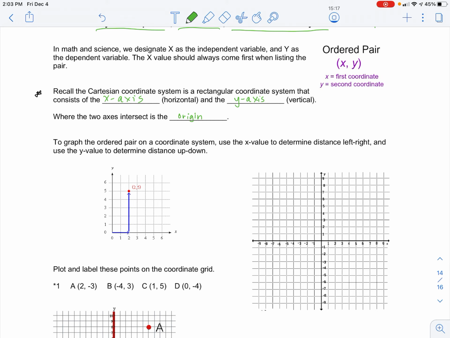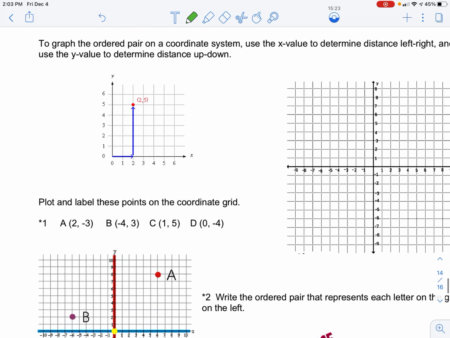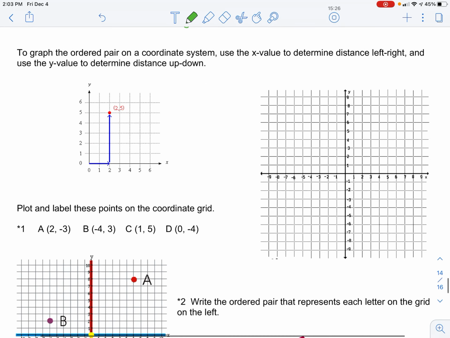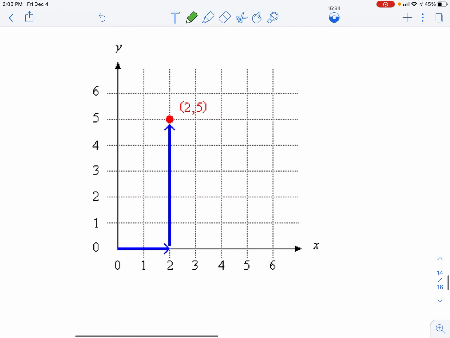Okay, so let's go on back down here. We're going to do a little practicing on how to plot our coordinate points onto our coordinate plane. Notice in this one right here, there's one that's plotted for you. And I believe you have had lots of practice on this, but I will not be remiss in not teaching it to you.